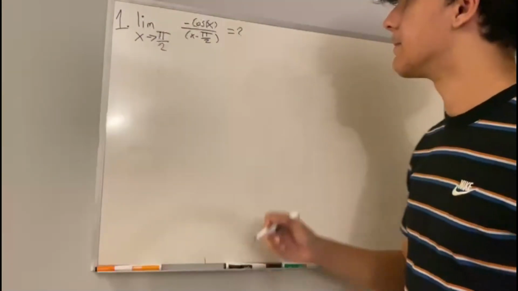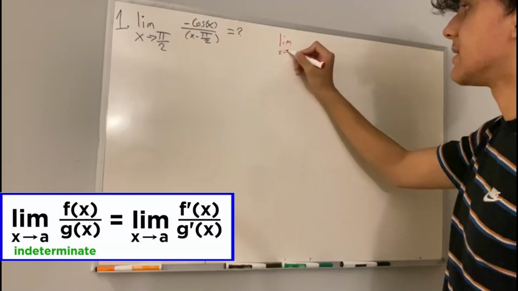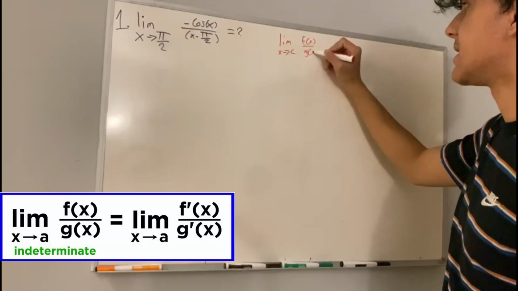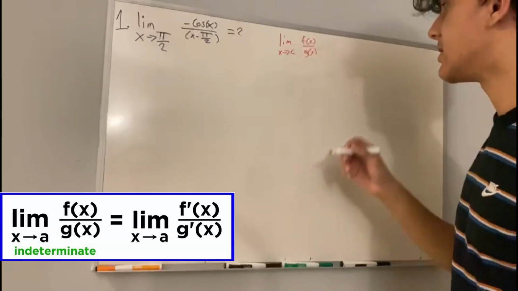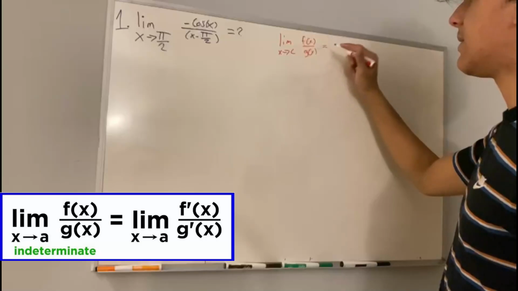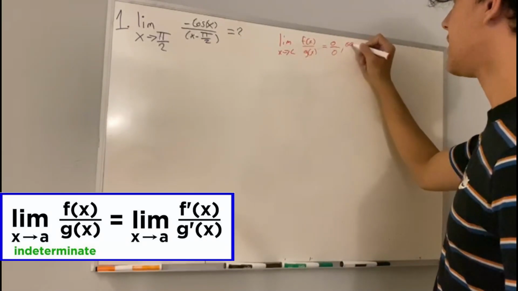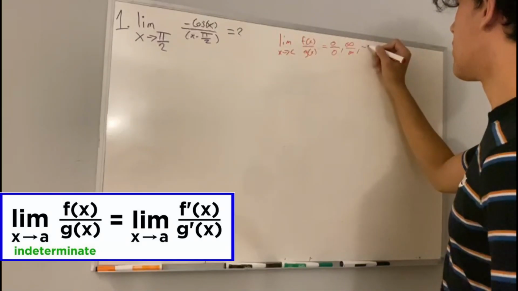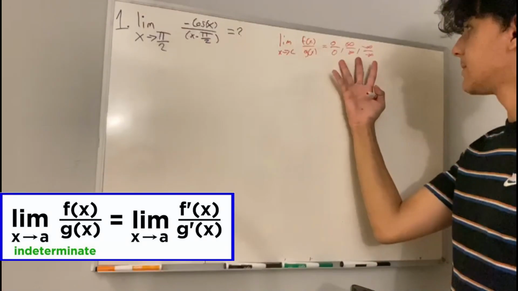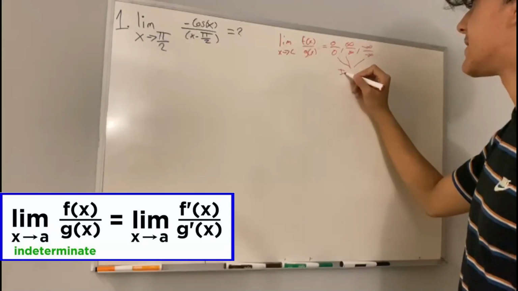This is the problem. Let's talk about the rule. The rule states that if you have a limit as x approaches c of a function, let's just say f of x over g of x, has a numerator and a denominator, two separate ones, right? And when you solve it out by direct substitution, you get 0 over 0, infinity over infinity, or negative infinity over negative infinity. Now these three forms are called indeterminate forms.